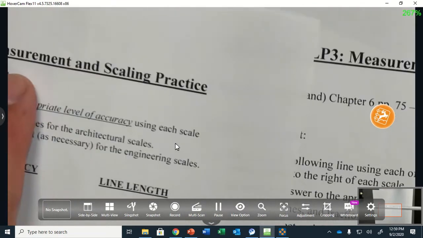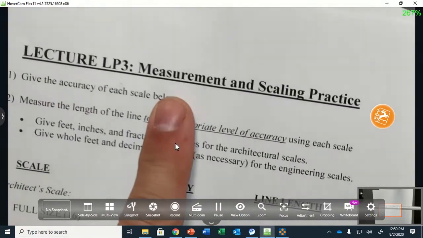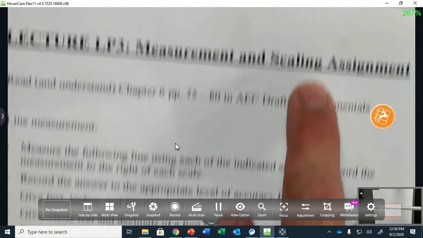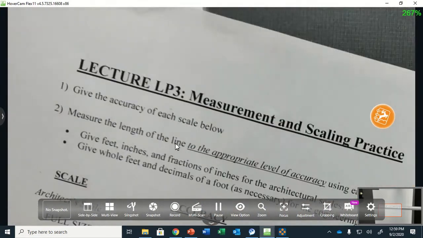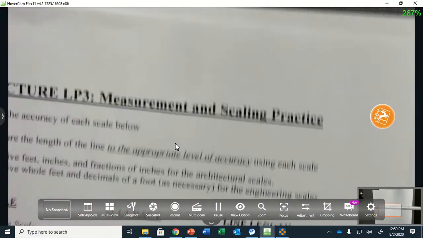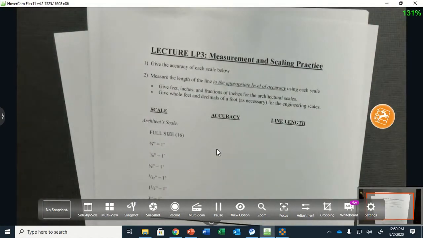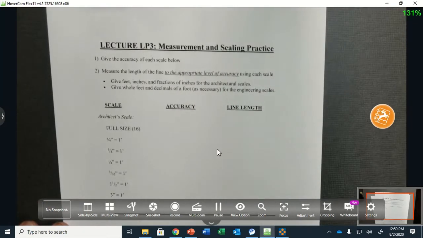Okay, so here's scaling practice, and here's your assignment. They're two different. What you're going to do, let me zoom out, is I have the answers posted in Blackboard.